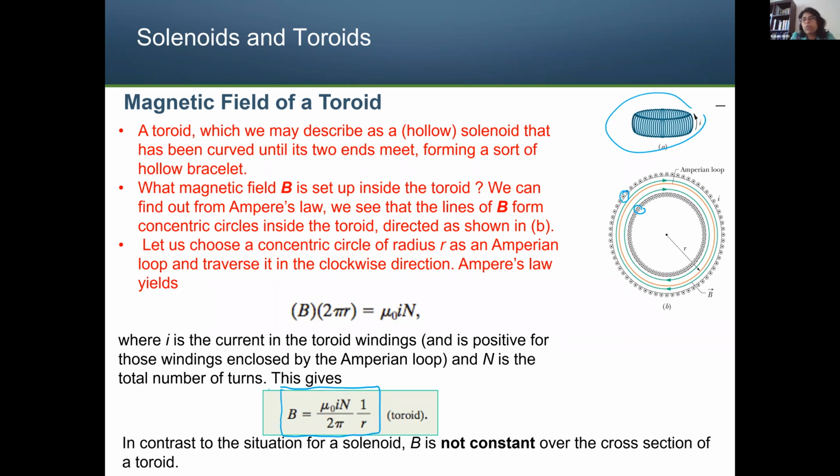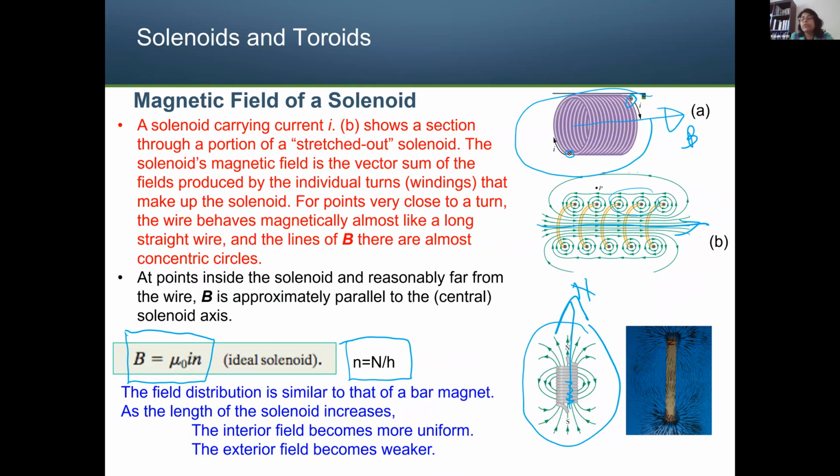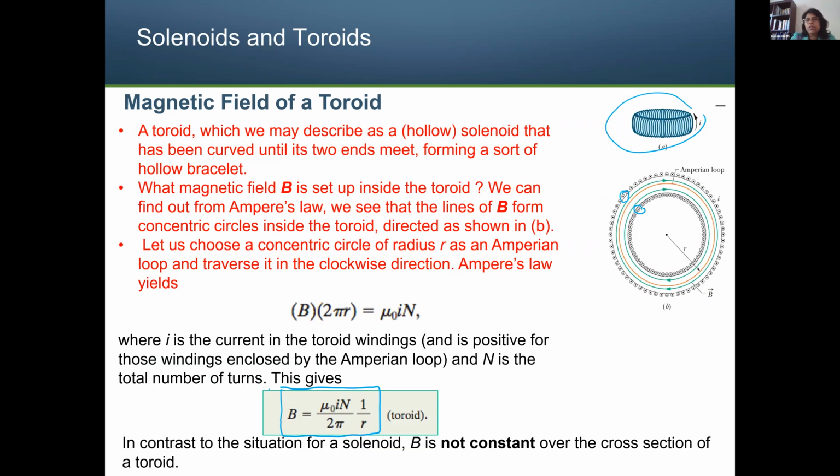Okay, so now why is it different from the solenoid? Because you see that in the solenoid, you have a constant magnetic field inside the solenoid, right? But in a toroid, you see that your magnetic field in here is different from here to there and here to there. Because why? Because your radius is different for each point. Different radius, and because of that, they have different magnetic field. So now my formula will be equal to mu naught I N over 2 pi r.